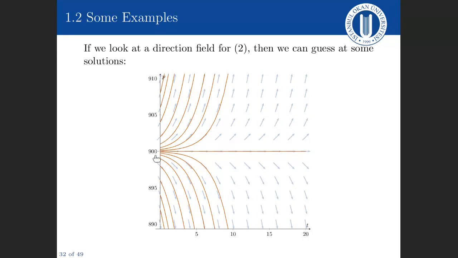If we start at less than 900, that means more mice are being killed every month than are being born. So the number of mice will decrease.